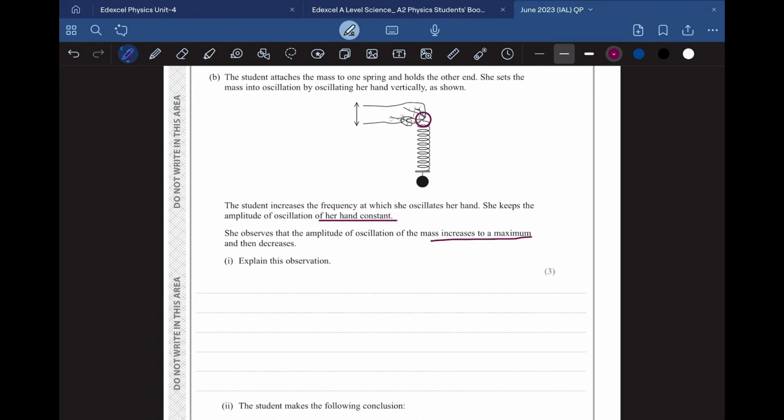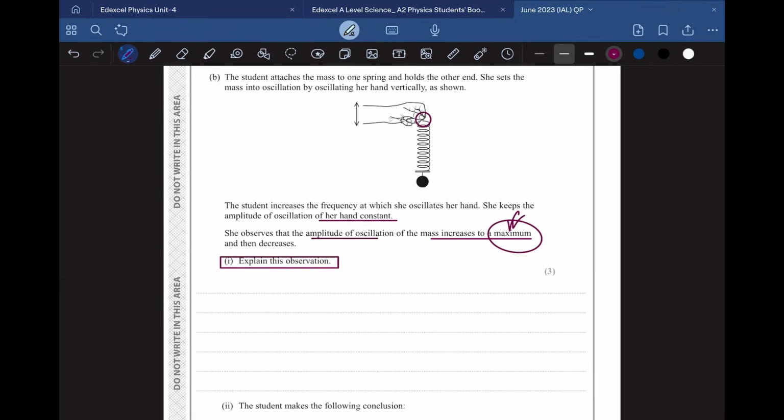So it is saying that the amplitude of oscillation increases to its maximum. After reading this word maximum, one word should come to your mind: resonance. The very common question that comes in every exam session, something that I've discussed previously as well, right? The resonance is occurring. That's why the amplitude of oscillation has reached its maximum value. The amplitude of oscillation reaches its maximum value when resonance occurs.